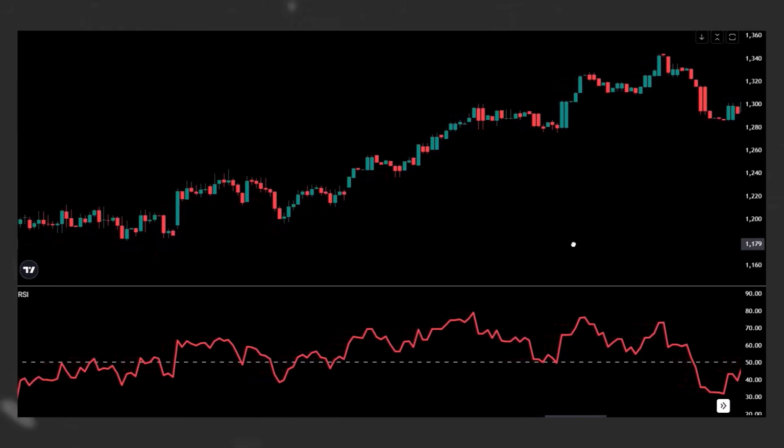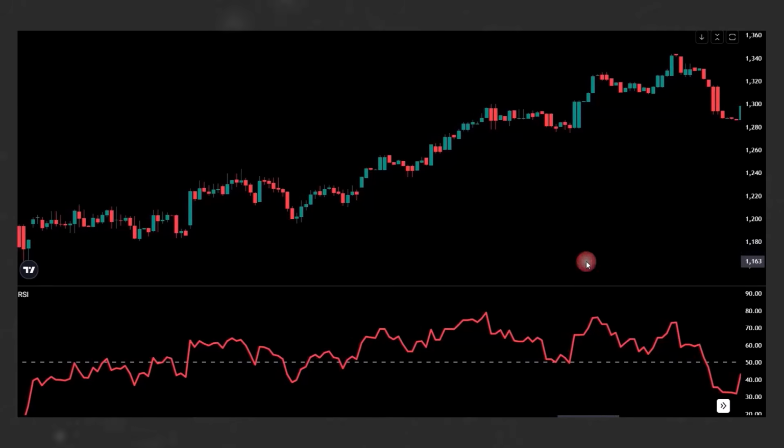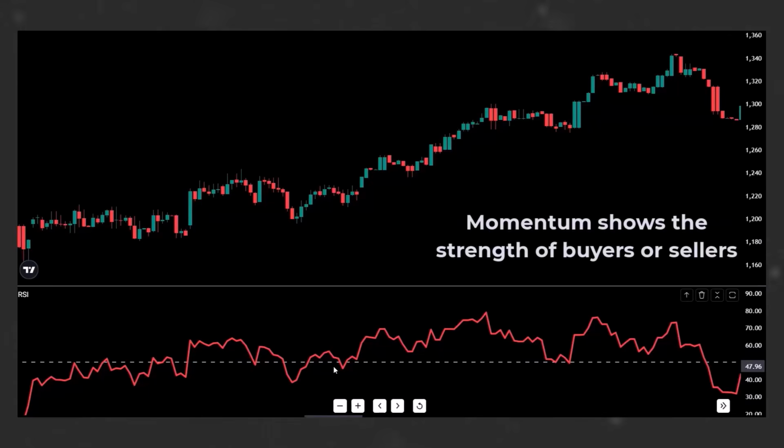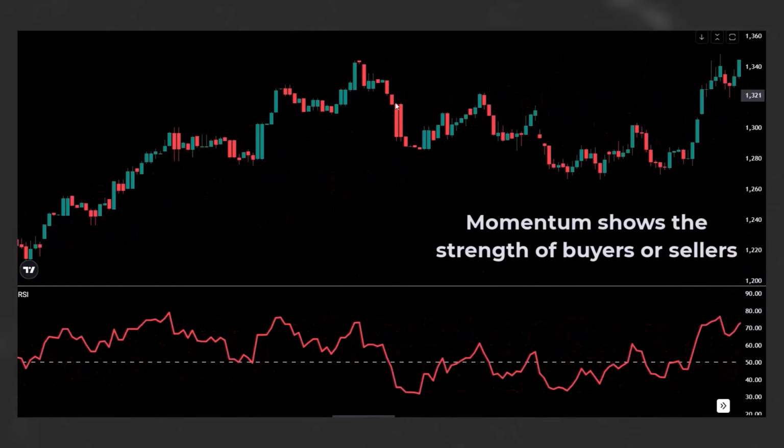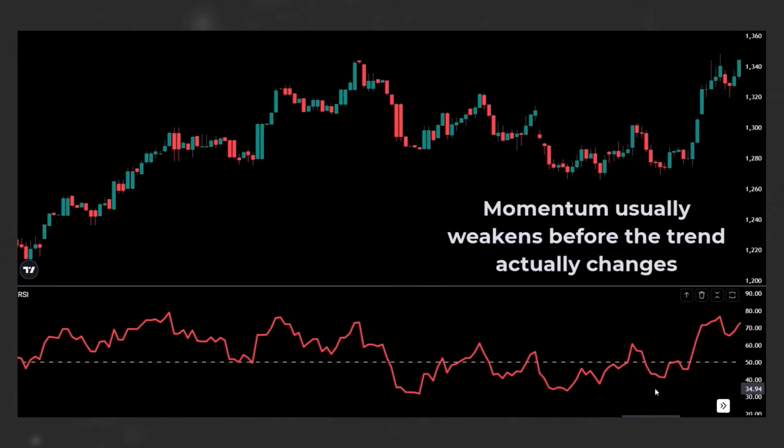Before we study the patterns, we need to understand one simple idea. RSI often reacts before the price. The reason is momentum. Momentum shows the strength of buyers or sellers. When buyers are strong, price moves up and RSI rises. When sellers are strong, price moves down and RSI falls. But here is the important part. Momentum usually weakens before the trend actually changes.